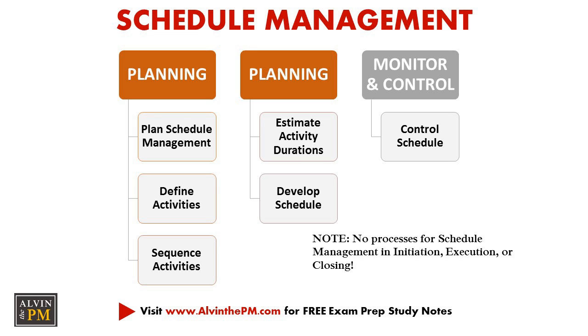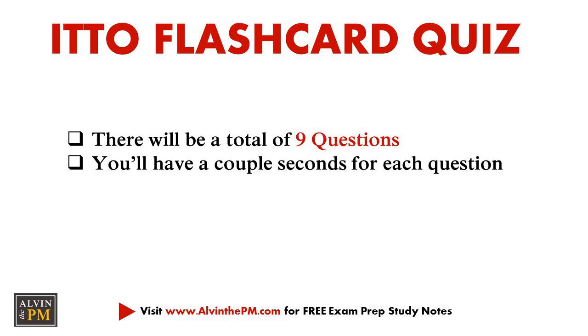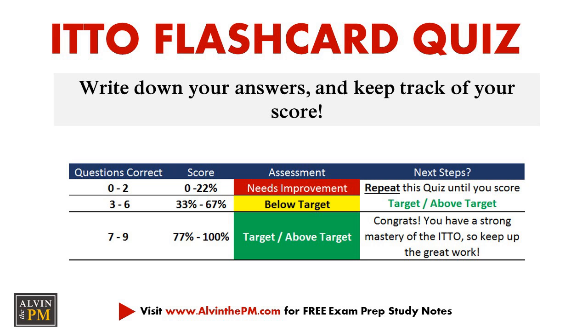Now as a quick refresher, these are the processes involved with schedule management. Just like our previous quiz, we'll be going over the ITTOs in the form of a flashcard quiz. There will be a total of 9 questions, and you'll get a couple seconds to answer each question, and afterwards, the correct answer will show up on the screen. Make sure you write down each answer so you can see and evaluate your performance at the end of this quiz. So without further ado, let's get started.